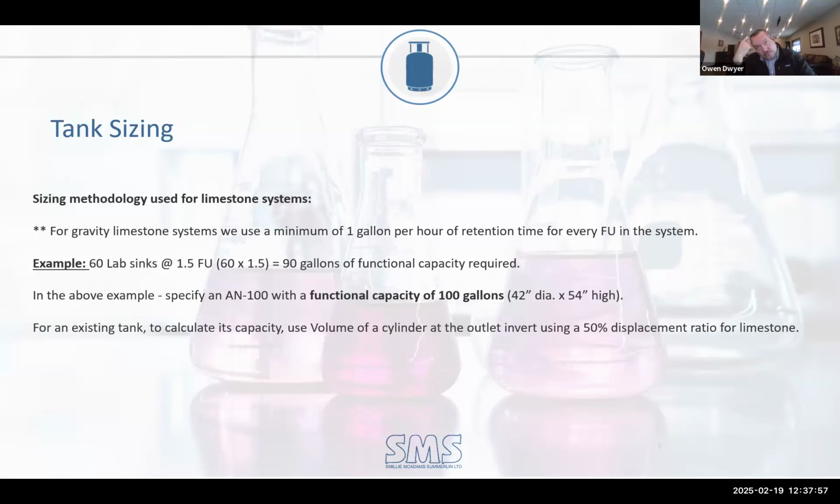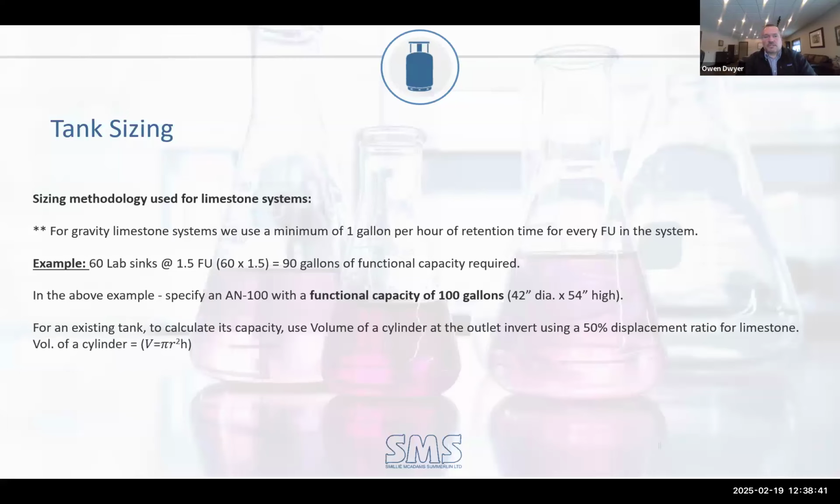For an existing tank, if you're going into a facility and you want to know what its capacity is, it's not a real complex calculation. Your volume of a cylinder is pi r squared h, with h being the outlet invert height, and that gives you your volume in cubic inches. You convert that to gallons, and we use 50%. With the larger aggregate, typically 1 to 3 inch aggregate size, based on past experience, that works out to about a 40 to 50% liquid displacement. So you take your volume, you subtract 50%, and it leaves you your functional capacity.